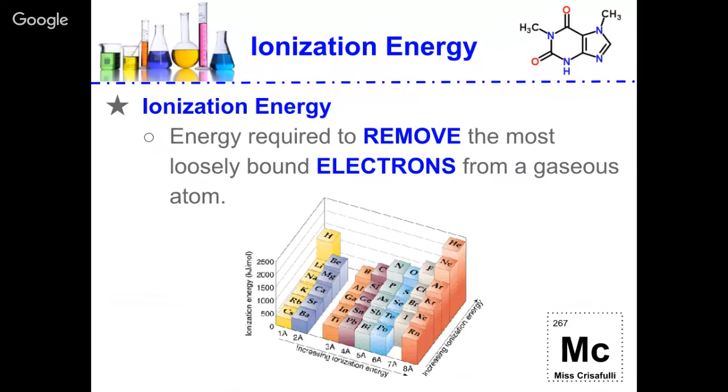So let's talk about ionization energy. This is another trend on the periodic table. This is the energy required to remove the most loosely bound electron from a gaseous atom. The most loosely bound electron is the outermost electron.